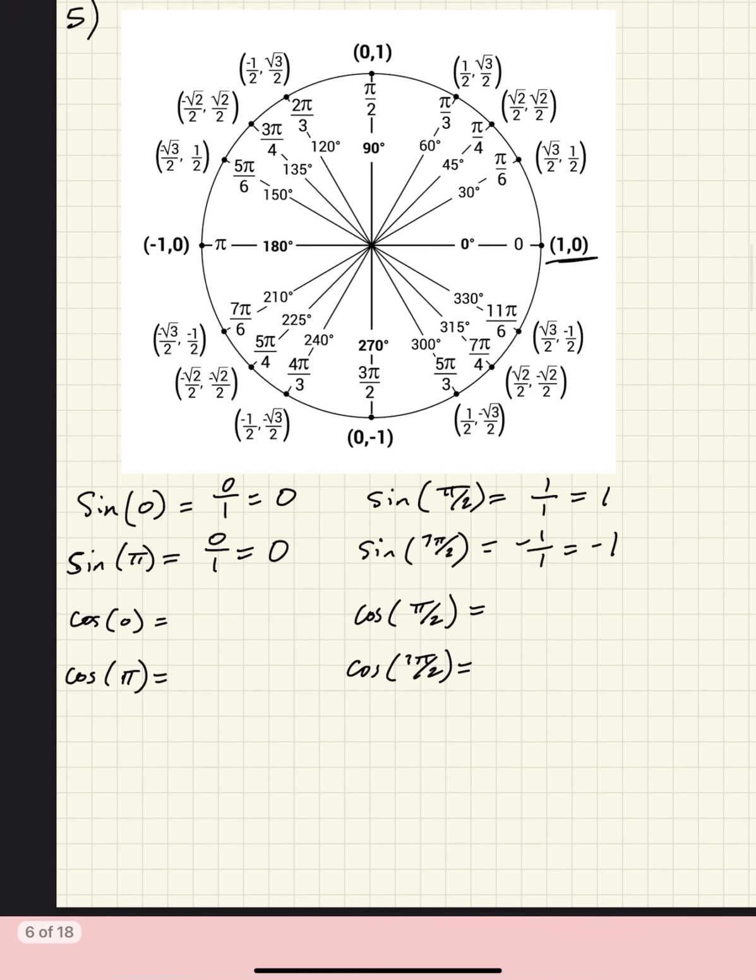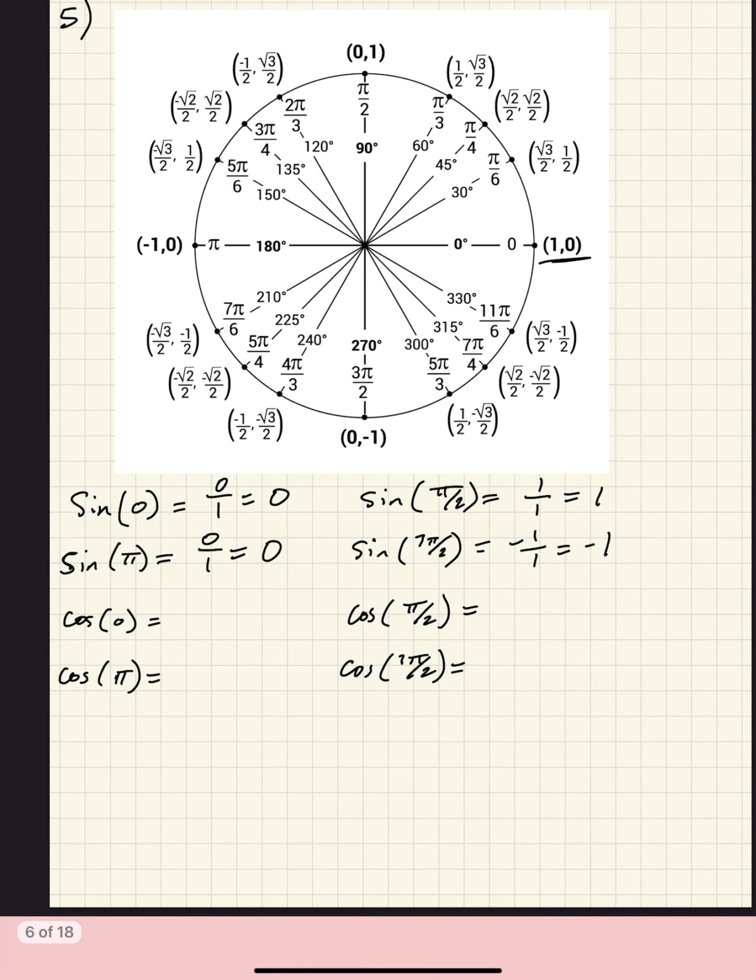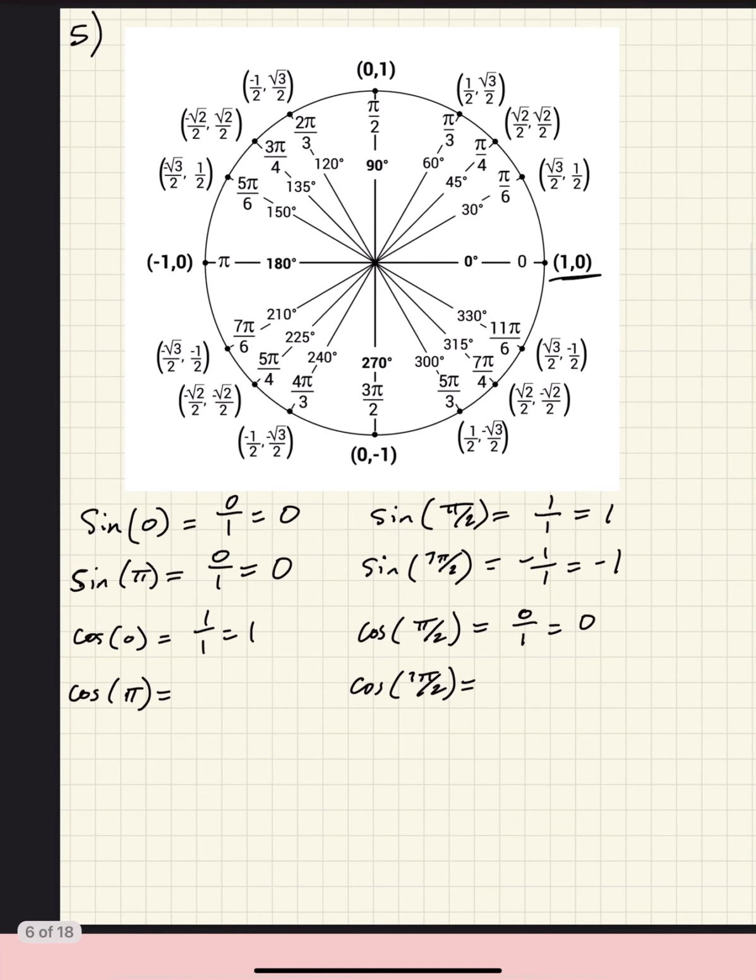Now, for cosine, the horizontal distance is going to take the place of the vertical distance. So the horizontal distance at 0 is going to be 1 over the hypotenuse 1. At pi over 2, the horizontal distance is 0 over the hypotenuse 1. At pi, the horizontal distance is -1 over the hypotenuse 1. And at 3 pi over 2, the horizontal distance is 0 over the hypotenuse 1.